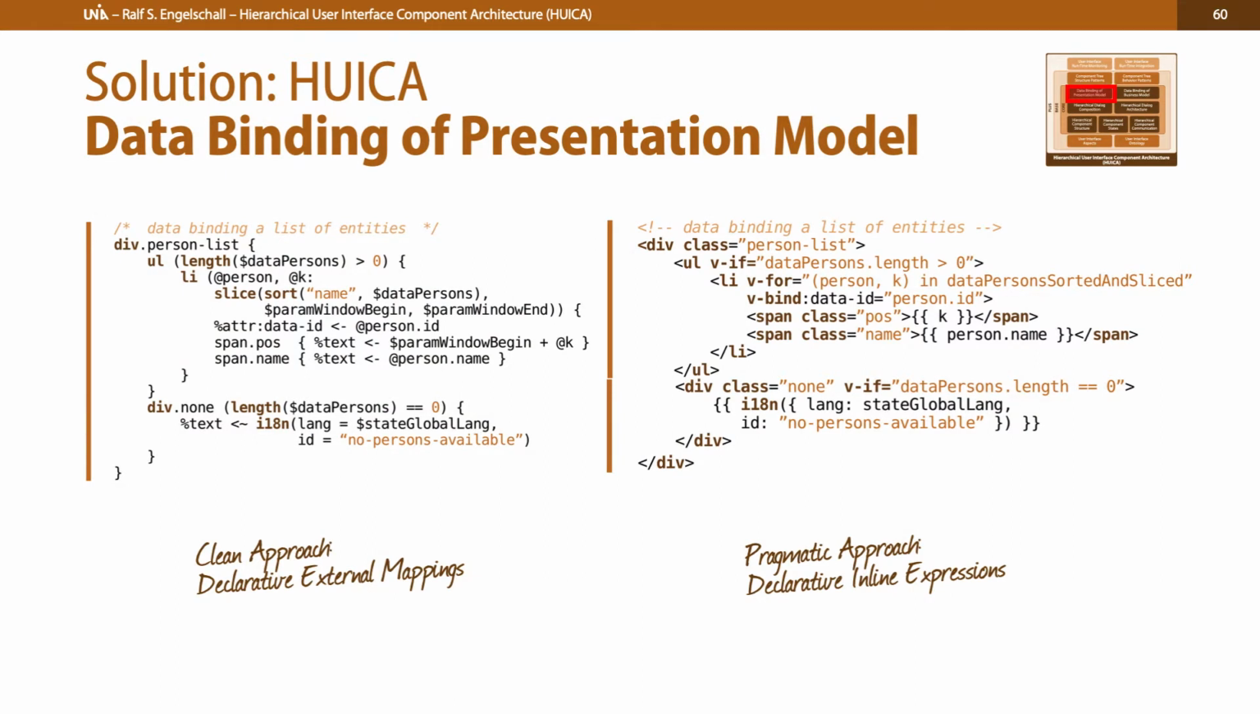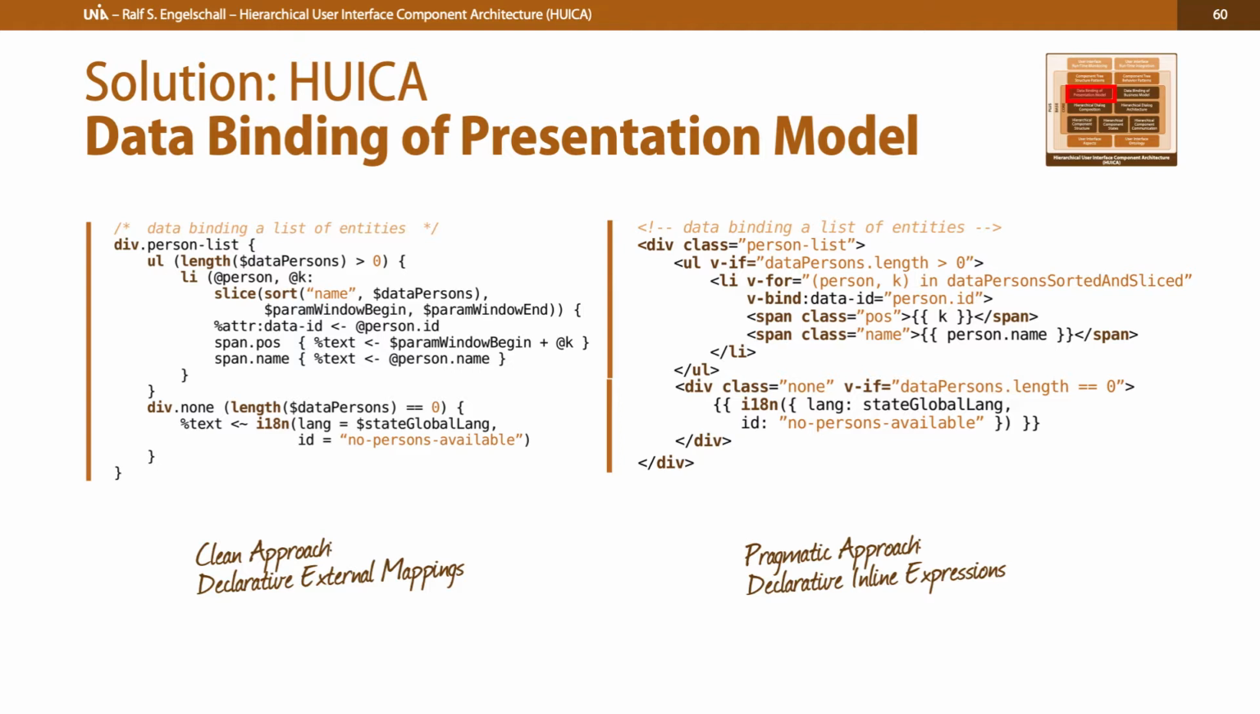The next aspect of HUICA is the data binding of presentation and business model. There are different approaches HUICA defines. On the presentation model side, there can be the clean approach of a declarative external mapping between the presentation model fields and the mask. Here in HUICA, I defined a particular domain-specific language which allows to map this in a similar fashion to CSS, but instead of styles for the values.